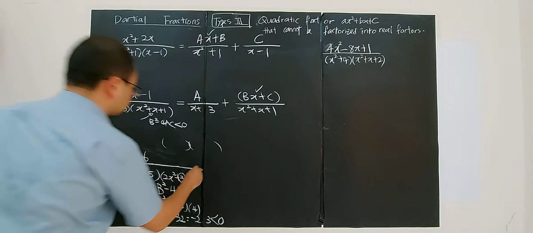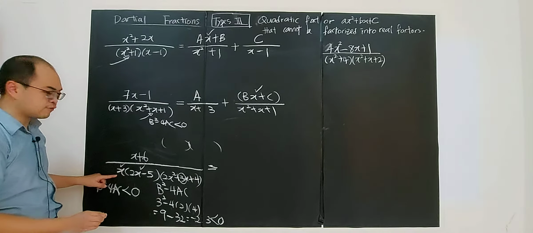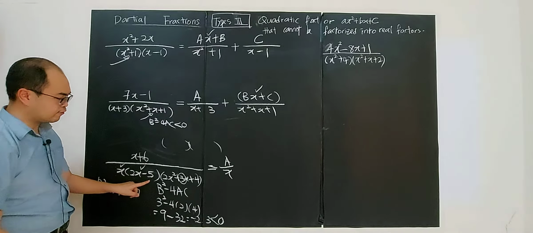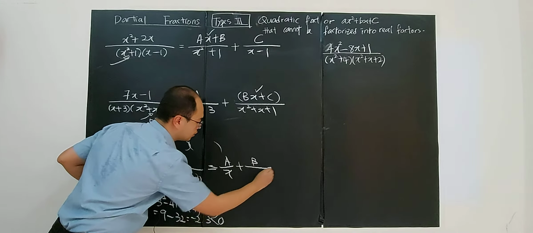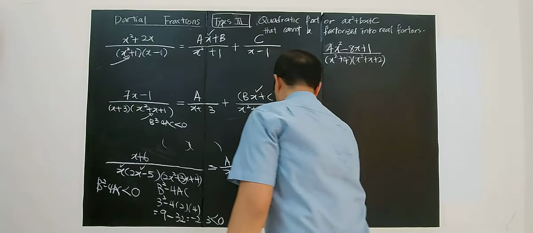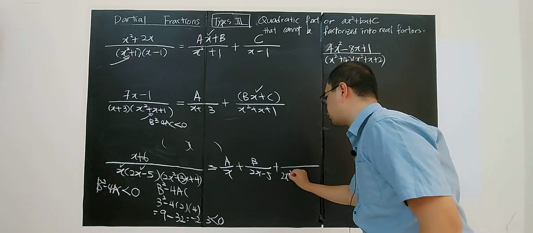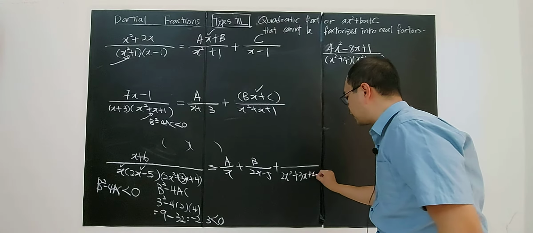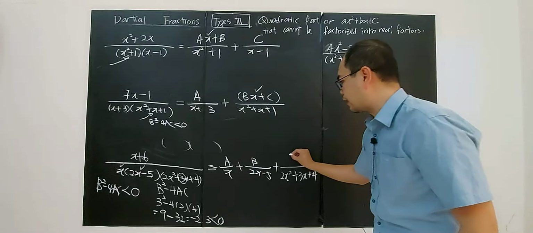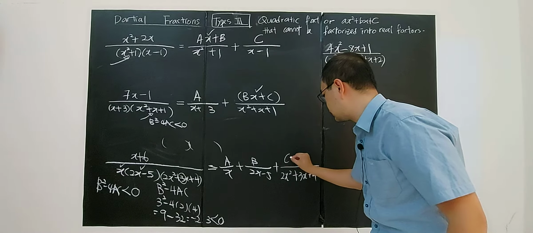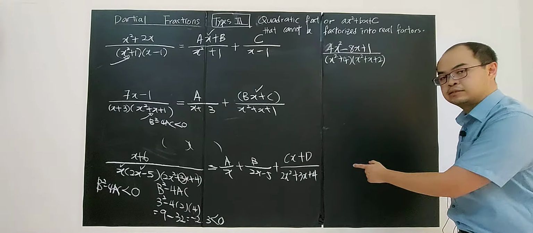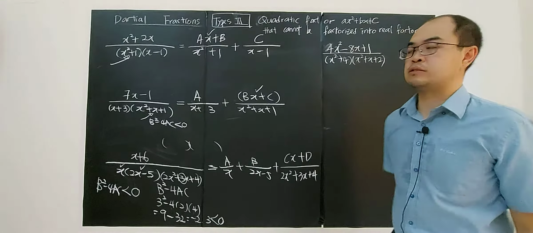So you have to rewrite this. This is a linear factor, right? So a over x is okay. Then linear factor, b over 2x minus 5. This one leaves me no choice because it cannot be factorized, so I have to write 2x squared plus 3x plus 4 and leave it as a quadratic factor. But if this is a quadratic factor, then I have to put cx plus d. It's a must. That is the partial fraction for this rational function.